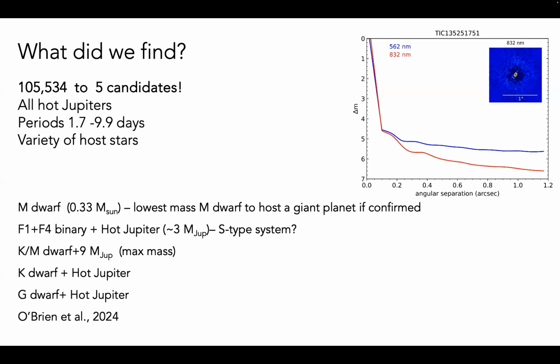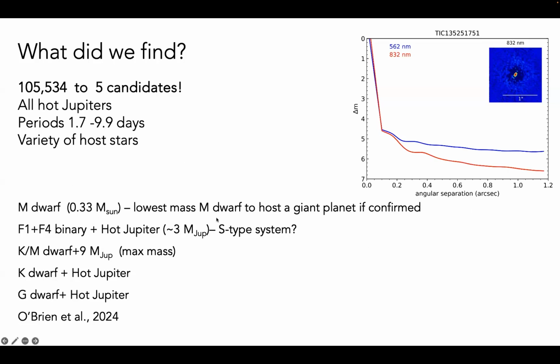So skipping on to some results, what did we find? So we whittled down our 105,000 candidates via the various workflows. So that was what we started off with as U-shaped, and then we've whittled them down to 5 candidates. And that did involve a decent amount of eyeballing, but it's a significantly smaller list than if we hadn't done this in the first place. So they're all hot Jupiters, which is maybe not surprising. They're easier to find in our data. Periods of 2 to 10 days-ish, and a variety of host stars.